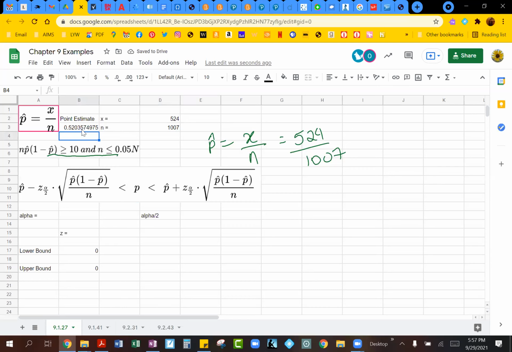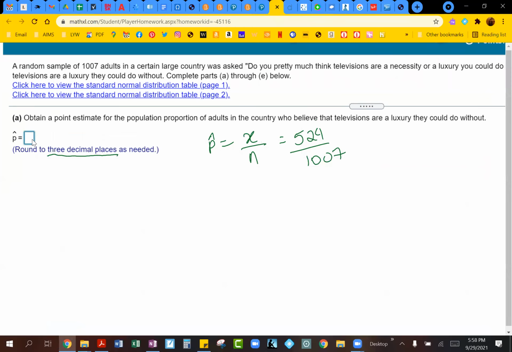And I know, Oliver, you already gave me that answer. So we had 0.520, rounding it to 3 decimal places. So 0.520.